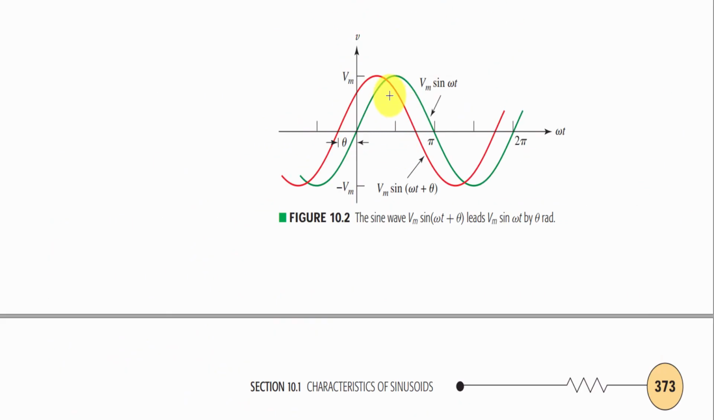So we can say that this red wave is leading the green wave by theta, if it's given in degrees, so theta degrees. Or we can say that the green wave is lagging the red wave by theta degrees.